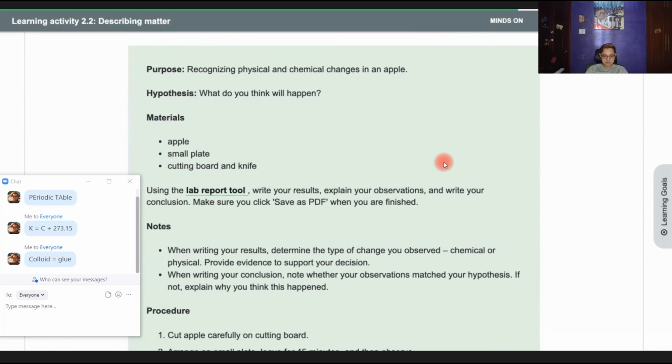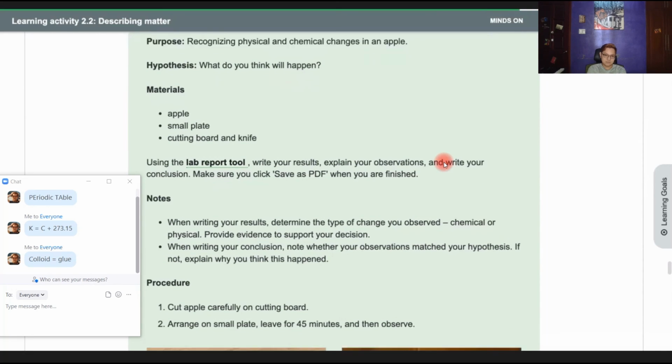Purpose: recognizing physical and chemical change in an apple. Materials: a small apple, small plate, cutting board and knife. Using the lab report, write your result, explain your observation, and write your conclusion. Make sure to click save as PDF, and you are finished.